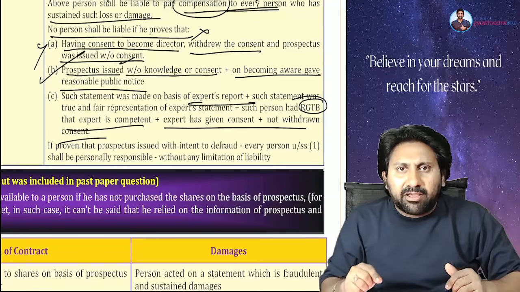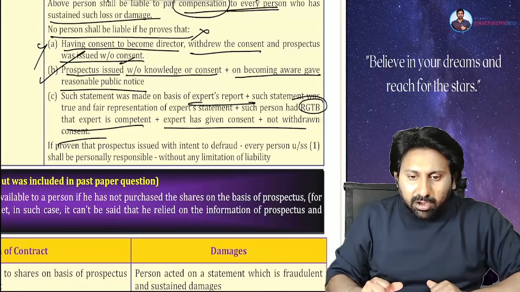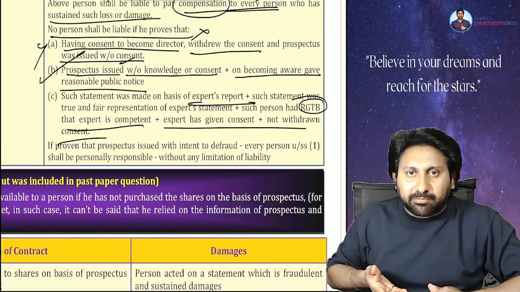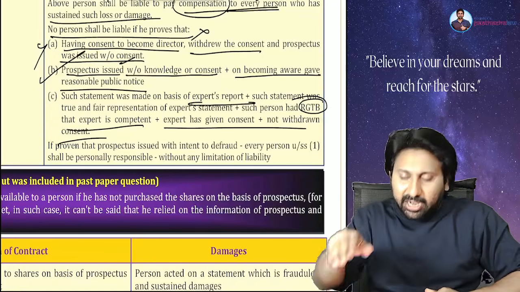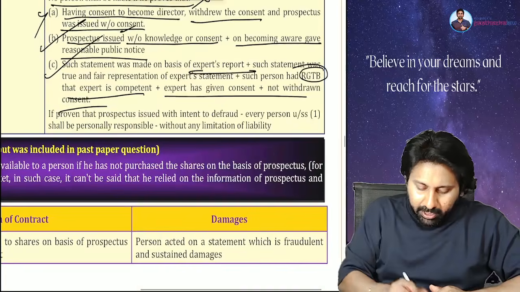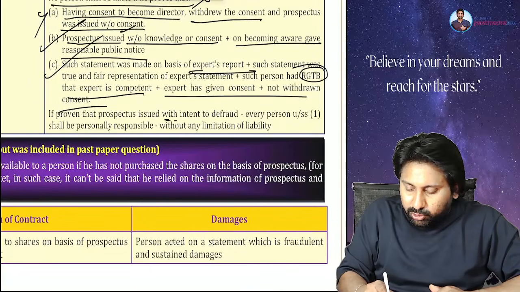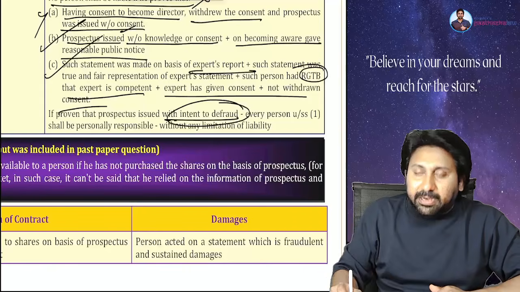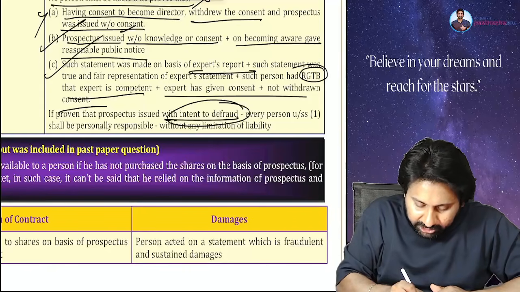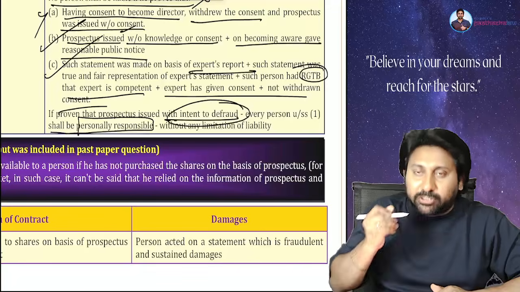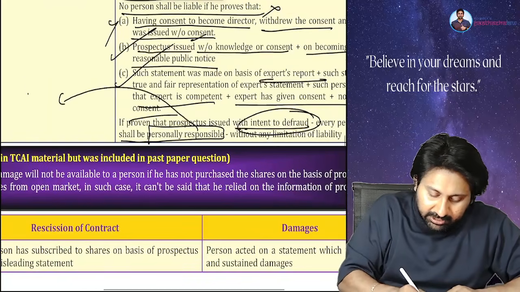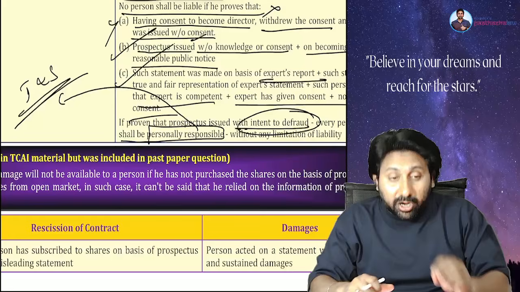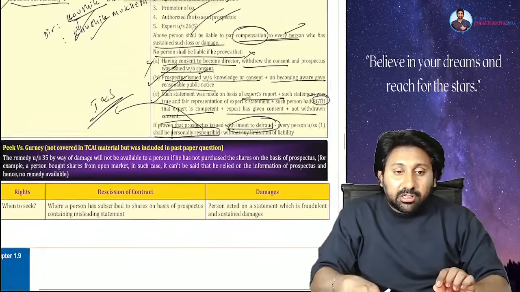Means what will the public believe? The expert is confident. On the basis of that expert document, the auditor has commented something. For that, you should not make the auditor liable. If proven that the prospectus is issued with the intent to defraud, then every person under subsection 1 shall be personally responsible. This is called joint and several liability. Which liability? Joint and several liability of all the persons.